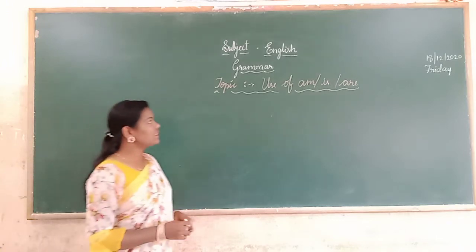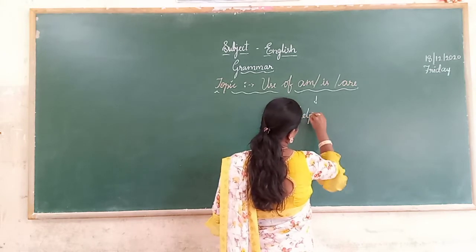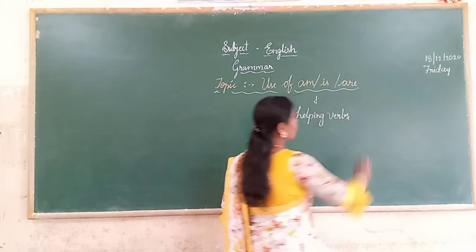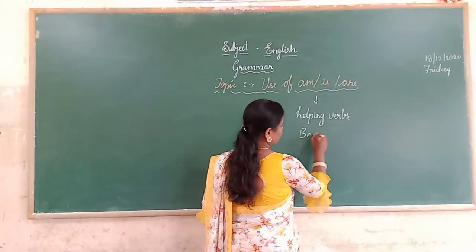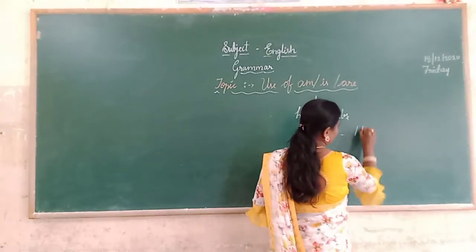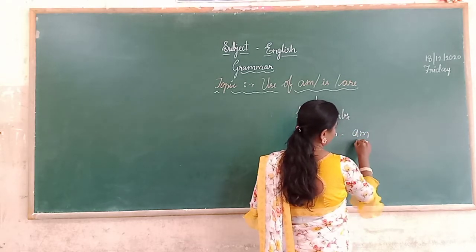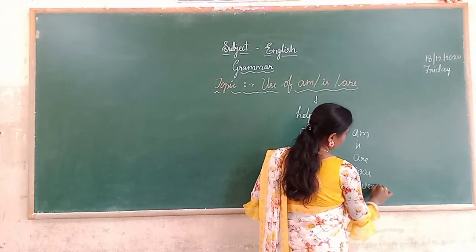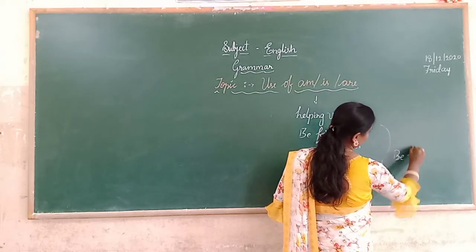So is or am, what are these? These are called helping verbs. Helping verbs, is or am, are also called be forms. What? Be forms. The be forms are am, is, are, was and were. These helping words are called be forms.